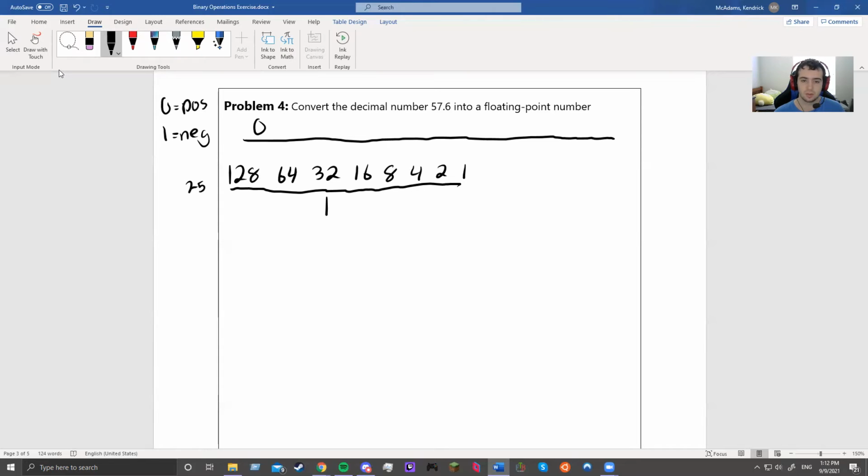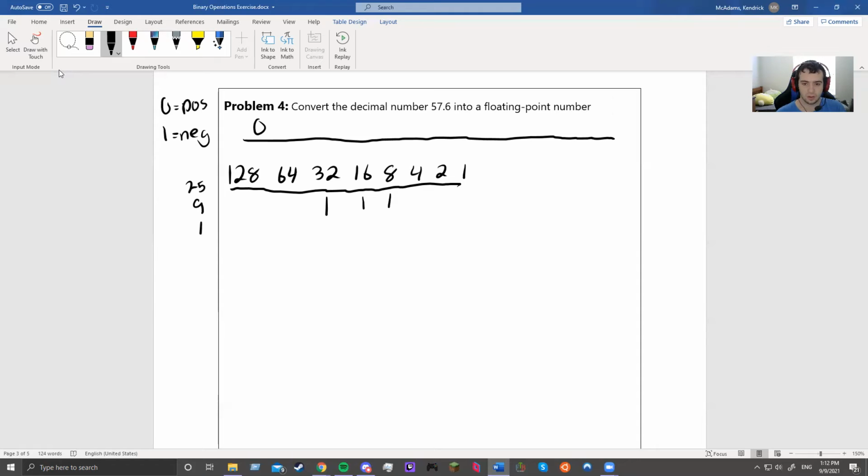So now we have to go to the next number. So 16, does it fit in 25? Yes. So now we put a 1 here, and we subtract 25 minus 16, which is 9. So now we've got 9. Does 8 fit into 9? Yes, it does. So we're going to put a 1 here. So 9 minus 8 equals 1.